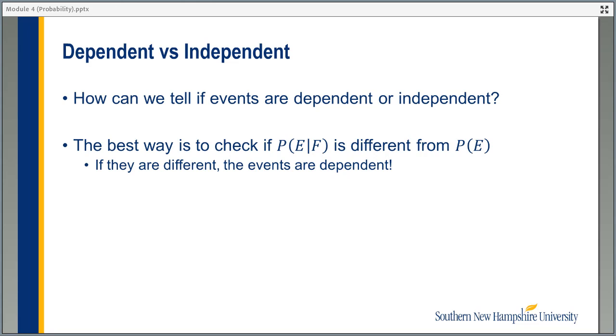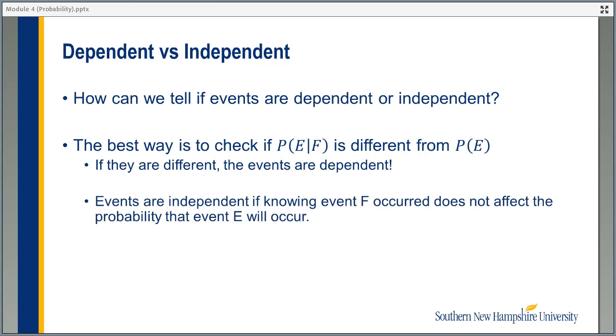So if we have independent events, we can tell that events are independent if we know that event F occurring does not affect the probability that event E will occur.